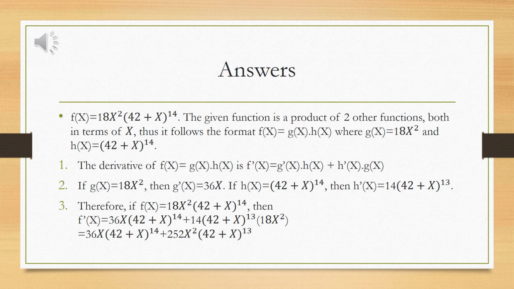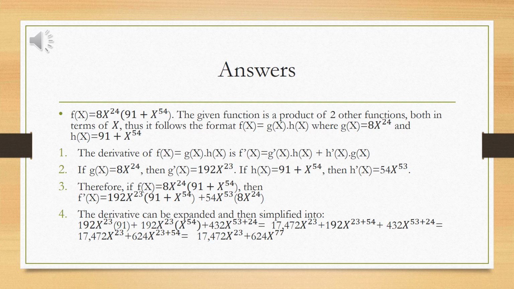If h of x is 42 plus x to the 14, then h prime of x equals 14 times 42 plus x to the 13. Therefore, f prime of x will equal 36x times 42 plus x to the 14 plus 252x squared times 42 plus x to the 13.